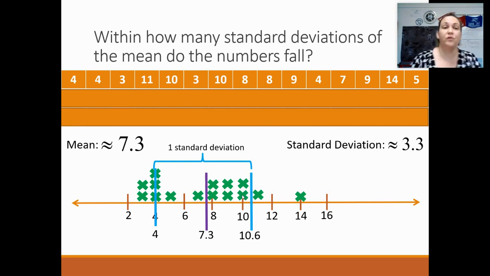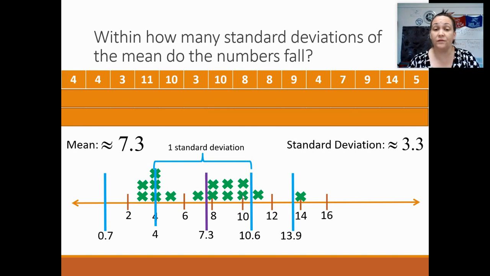In this particular problem, if you read the question at the top, it says, within how many standard deviations do all the numbers fall? So what we want to do is keep going out until we have encircled all of the X's. I'm at one standard deviation. I'm going to go one more in each direction. From my 10.6, I'm going to add another 3.3, which gets me to 13.9. So close, guys. Oh my gosh, we were almost there. And from my 4, I'm going to subtract 3.3 because we're going the other direction, and that gets me to 0.7. So now within 2 standard deviations, I almost have all of my X's. I'm just missing that 14.